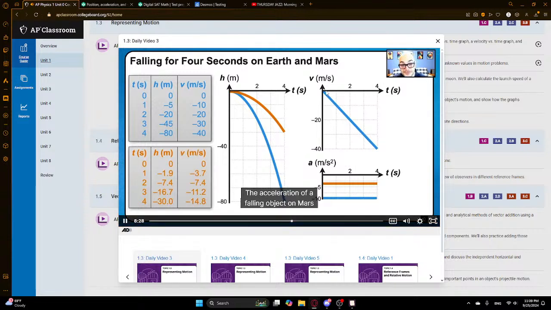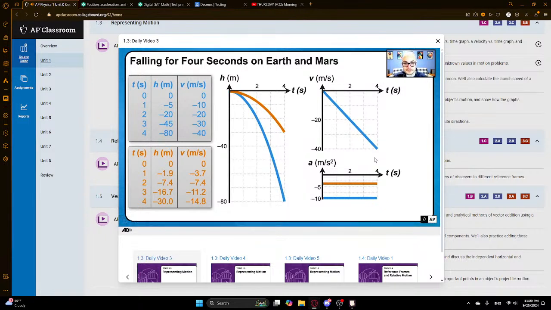The acceleration of a falling object on Mars is about 3.7 meters per second squared. A falling object speeds up by only 3.7 meters per second every second when falling on Mars. So the slope of the velocity versus time graph on Mars is not as steep as the slope of the velocity versus time graph on Earth, because the acceleration of a falling object on Mars is not as much as the acceleration of a falling object on Earth.